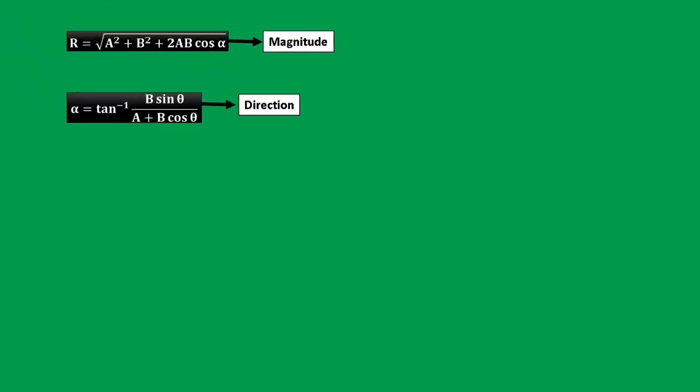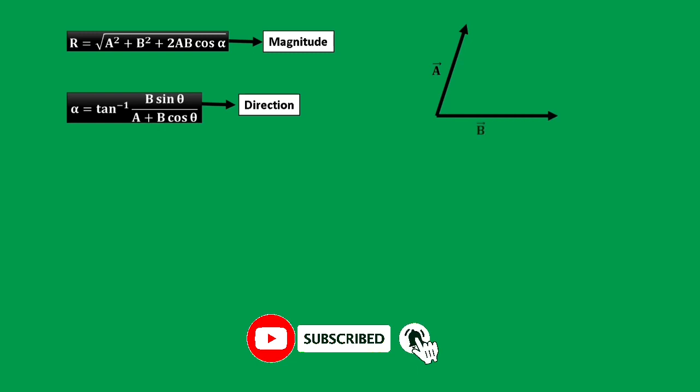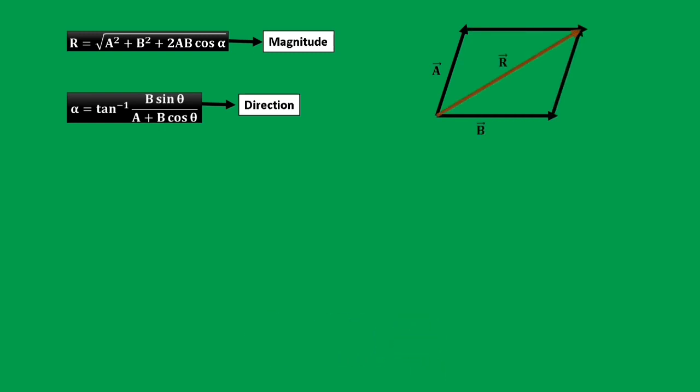The magnitude and direction of this resultant vector can be calculated by the same formulae which are used in the triangle law. Now we can define the parallelogram law of vector addition of two vectors. To define this, let us draw a diagram which we have discussed previously. Now let's start drawing. So now we can define the parallelogram law of vector addition.